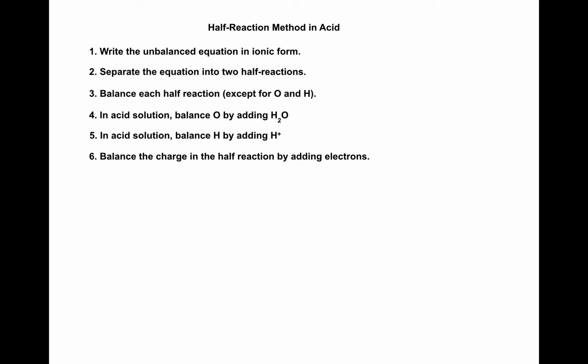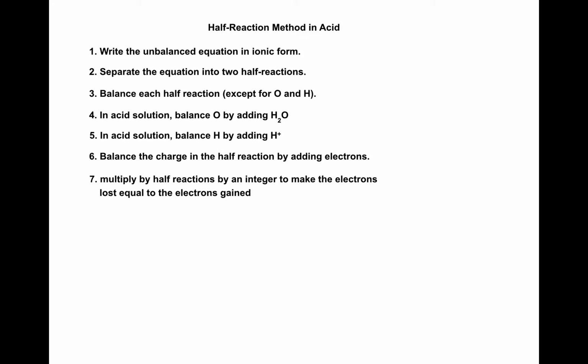All right, so the half reaction method, right? You write the unbalanced equation in ionic form, omitting spectator ions. Separate the equation into half reactions, right? There's an oxidation half reaction and a reduction half reaction. Balance each half reaction except for O and H. In acidic solution, balance the O's by adding waters, and balance the H's by adding H pluses. Then balance the charge of the half reaction by adding electrons, right? So we want the charge on each side of the half reaction to be the same.